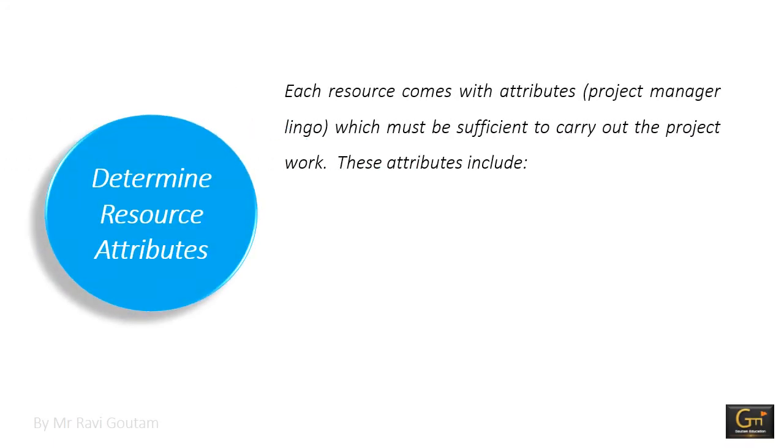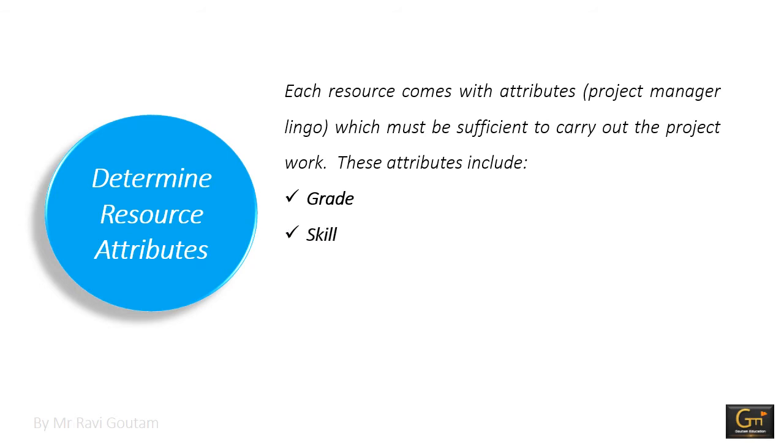Then determine resource attributes. So each resource comes with attributes which must be sufficient to carry out the project work. So these attributes include grade. So grade refers to the technical specification level of the resource. In this case, the length of the fence post, the depth of the holes and the strength of the fence material are all characteristics of grade.